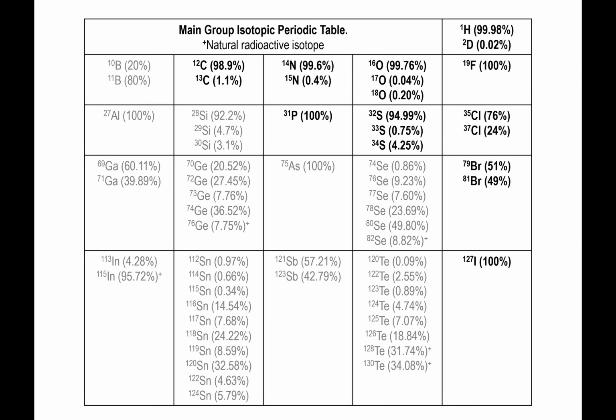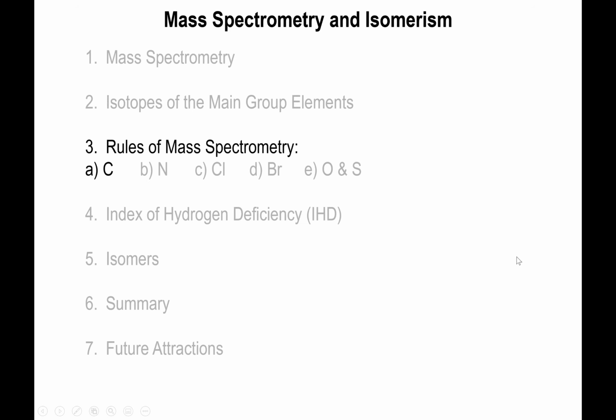All right, with all this being said, in the next video I'm going to show you the rules for determining how much carbon, nitrogen, chlorine, bromine, oxygen, and sulfur you may have in an actual mass spectrum for an unknown substance. And this will be the basis for actually getting molecular formulas. So I will see you in the next video.